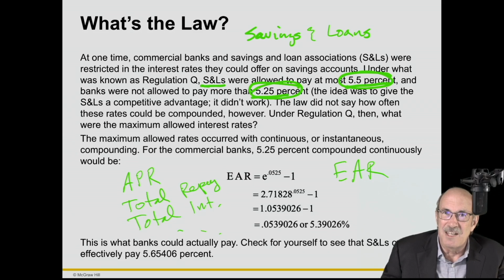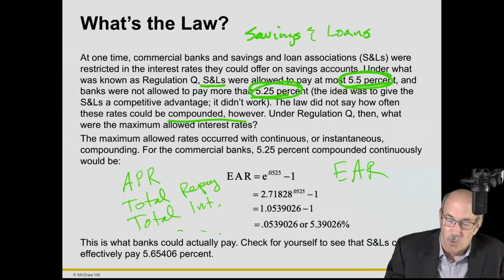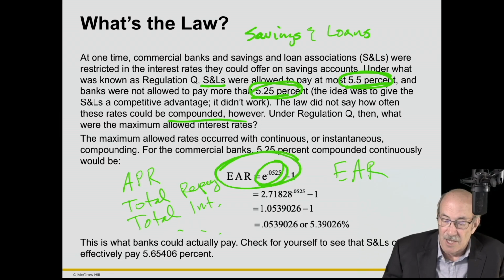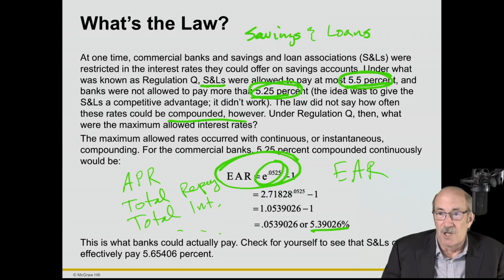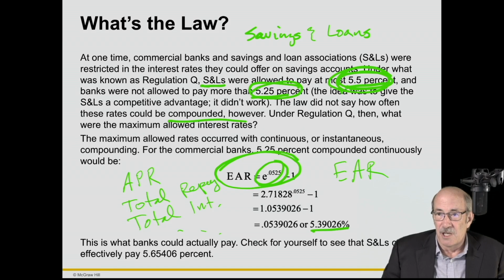What the law did not regulate was the compounding. So what you could do is, if you did daily compounding, you could actually make your 5.25 return much higher. In fact, here the example is continuous time compounding, and they were actually able to get to almost 5.4%. So very close to what the S&Ls were legally limited to.